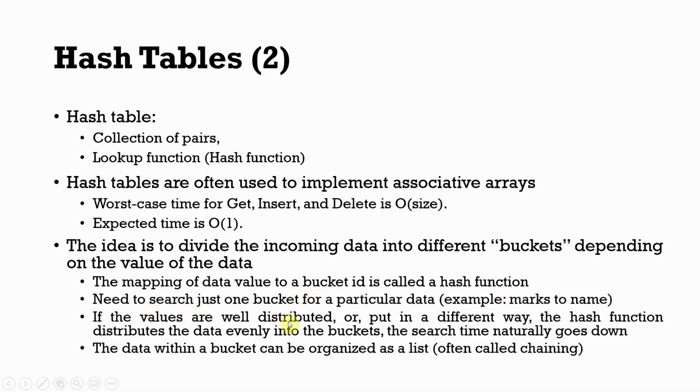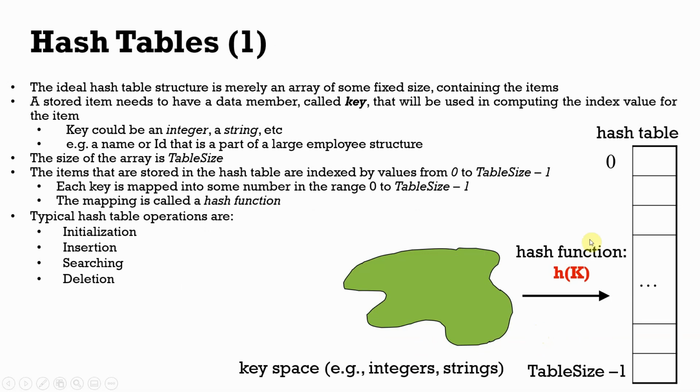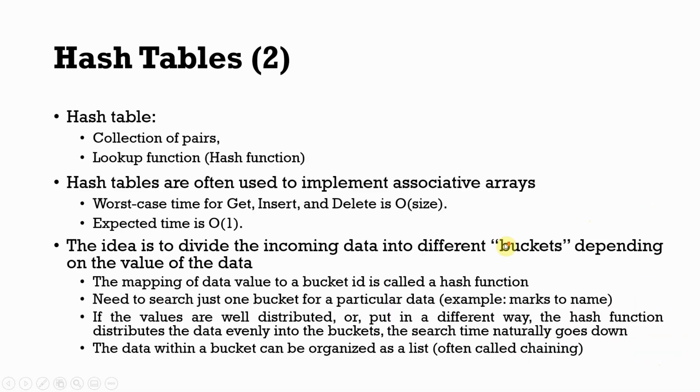If the values are well distributed, or put in a different way, if the hash function distributes the data evenly into buckets, the search time naturally goes down. So ideally, we want the data that is getting stored in the hash table to be distributed evenly or uniformly. If that's the case, we can reach a faster time complexity. We'll see why this is the case a little bit later in this presentation.